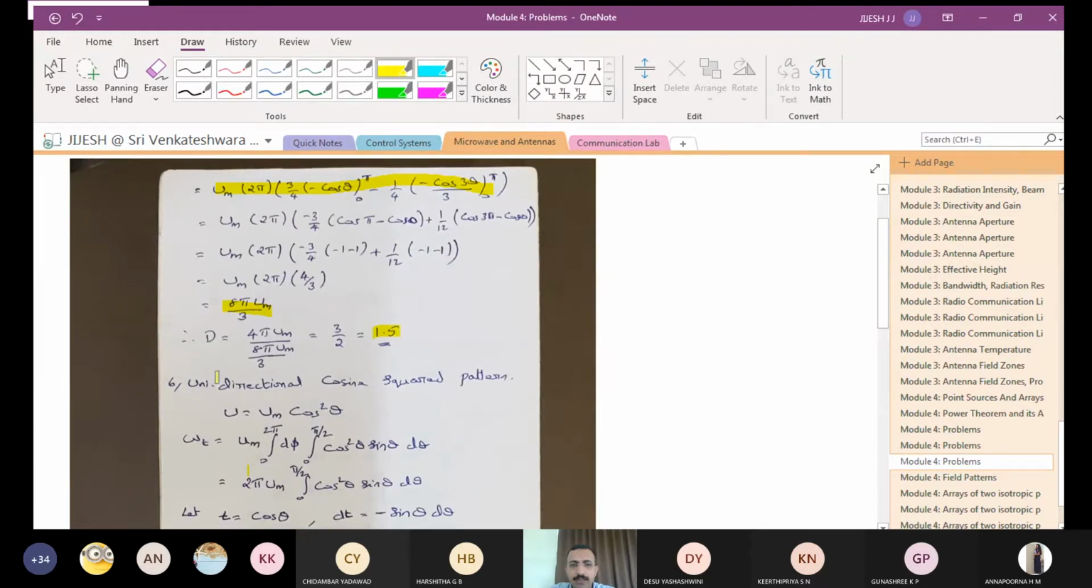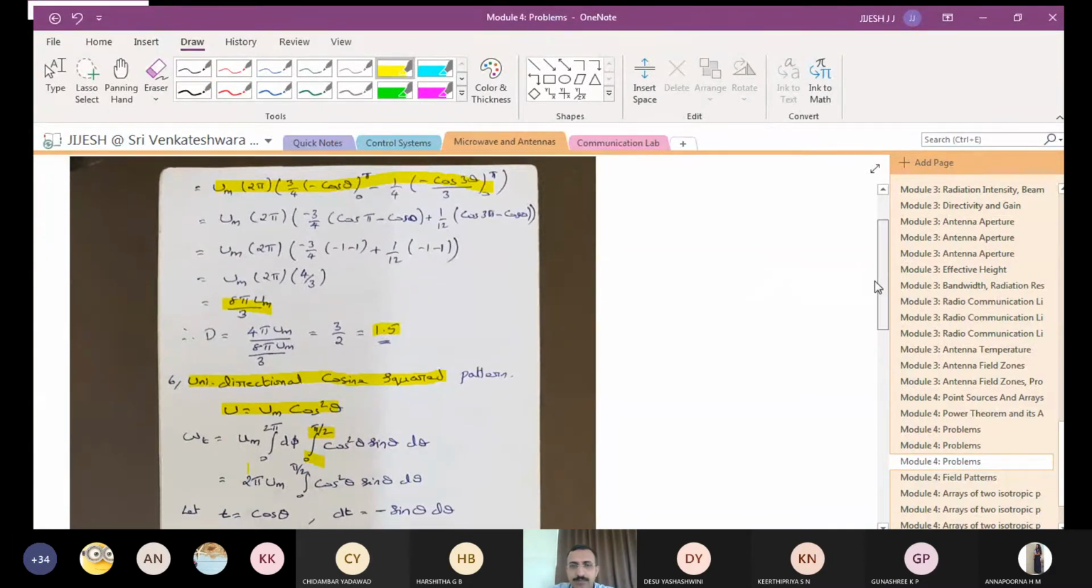So once you complete that, you can go with unidirectional cos square pattern. So you have to write cos square theta unidirection. As I have told you, the limits will be 0 to pi by 2. So you need to substitute cos square theta, sin theta, d theta, d phi. So you will get cos square theta, sin theta. So you need to do for cos square theta, sin theta. So try for cos square theta, sin theta.